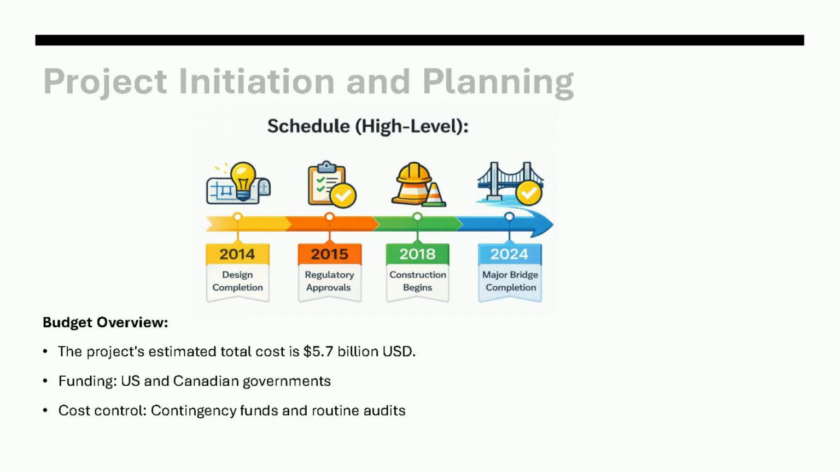Furthermore, the estimated budget for this project was $5.7 billion, funded by the Canadian and US governments, with cost controls such as regular audits and contingency funds in place.